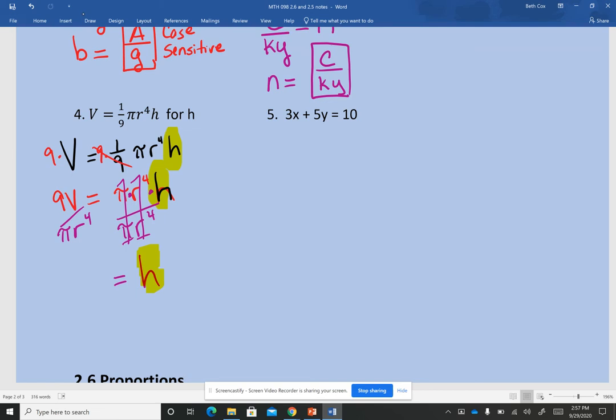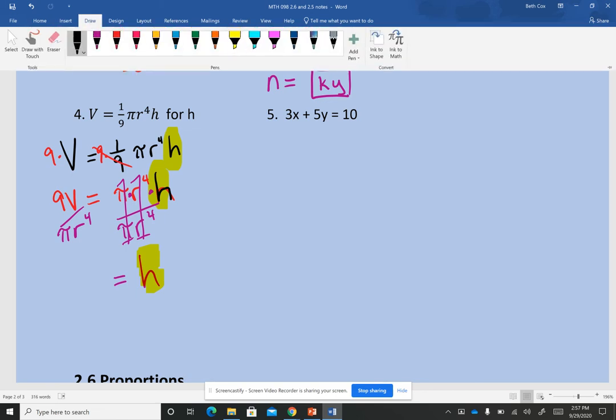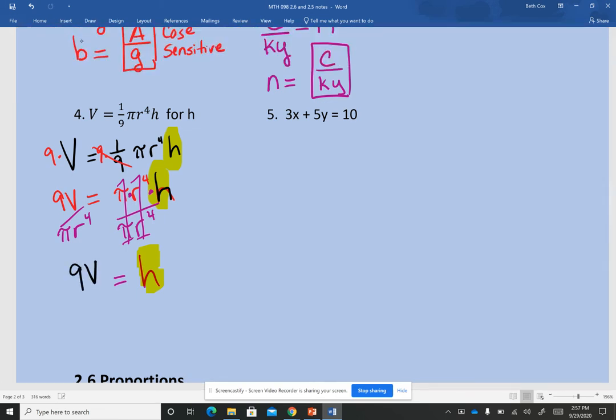And that is my answer over there, that ugly thing that's got the 9 and the capital V and then a pi and an r to the fourth. That's the answer. And you think, well, what does that mean? That means 9 times the volume, and then you come in and divide by the pi times r to the fourth power. I know, it's kind of crazy.